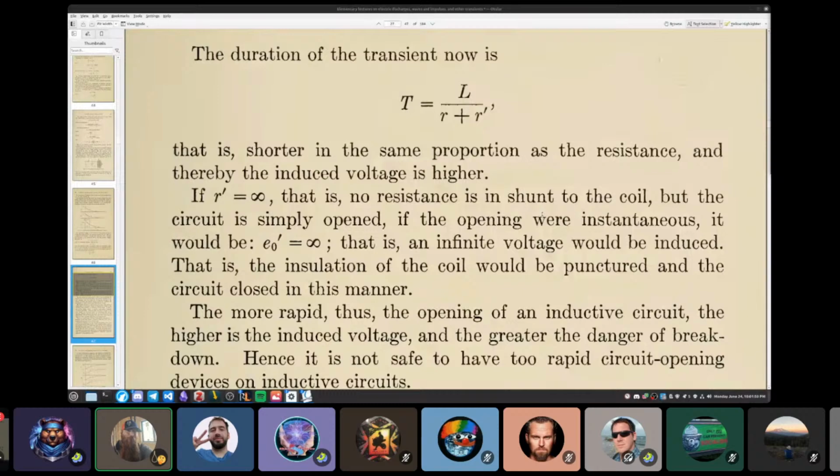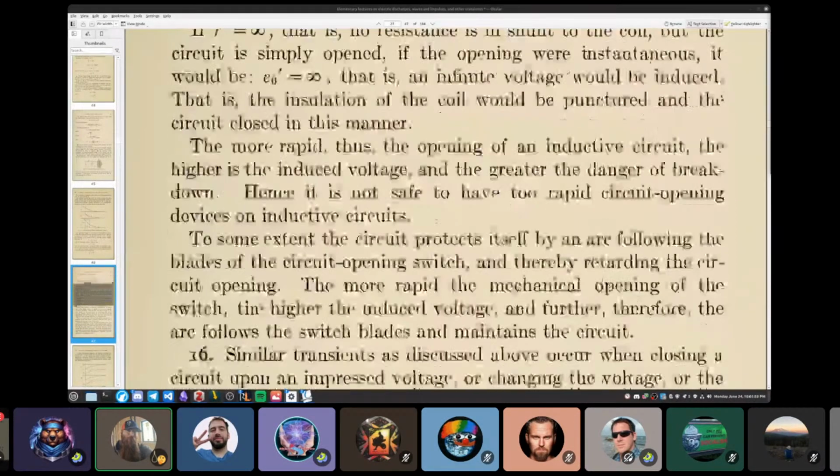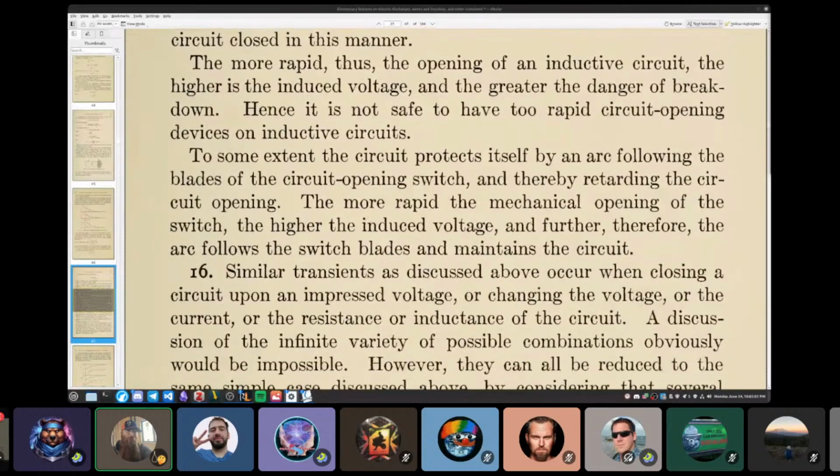The more rapid, thus, the opening of an inductive circuit, the higher is the induced voltage and the greater the danger of breakdown. Hence, it is not safe to have too rapid circuit opening devices on inductive circuits. To some extent, the circuit protects itself by an arc following the blades of the circuit opening switch and thereby retarding the circuit opening. The more rapid the mechanical opening of the switch, the higher the induced voltage, and further, therefore, the arc follows the switch blades and maintains the circuit.